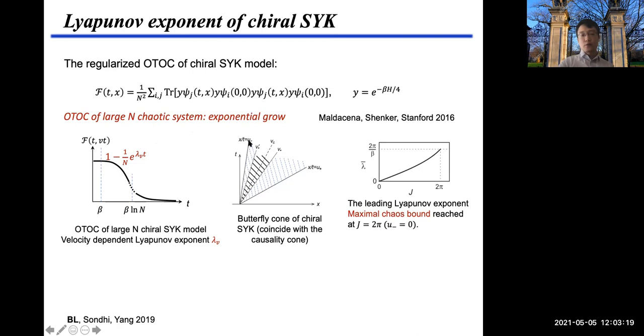We show that it's positive along any direction between the bounding velocities u minus and u plus, which is basically a causality cone. The causality cone of the model is between u minus and u plus. So this shows any information propagating in this causality cone is chaotic. And this leading Lyapunov exponent along the leading velocity reaches the maximal chaos bound when j is 2 pi. And this is the critical interaction strength when u minus reaches 0, where you start to lose chirality. After this interaction, you would expect some non-chiral deformation of the edges.